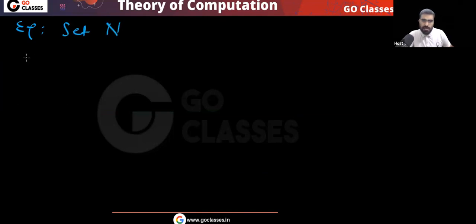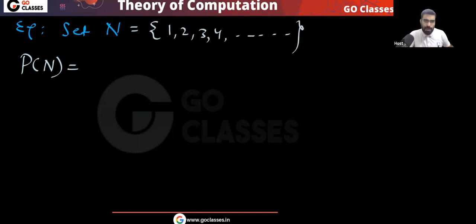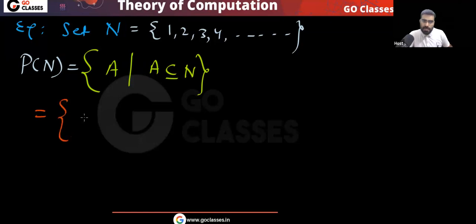So tell me what you can say about the power set of N. First of all, what are the elements in the power set of N? In the power set of N, you have every subset of N. Is the empty set a subset of N? Yes. Is {4, 99} a subset of N? Yes, this is also a subset of N.